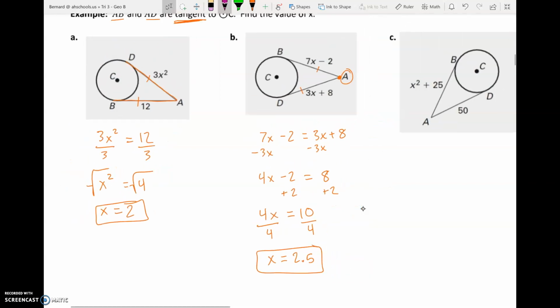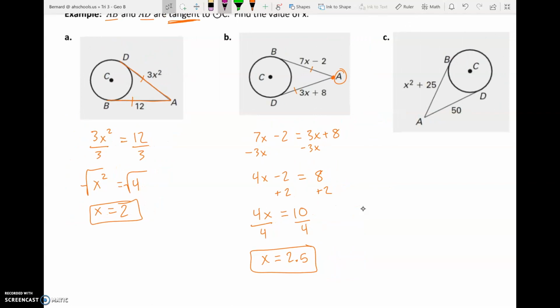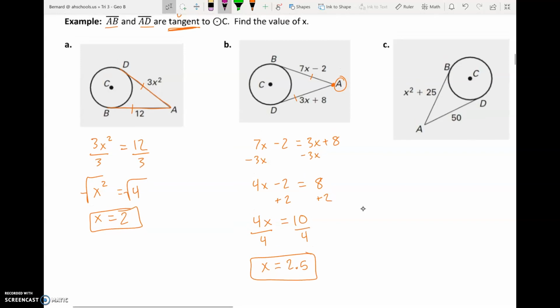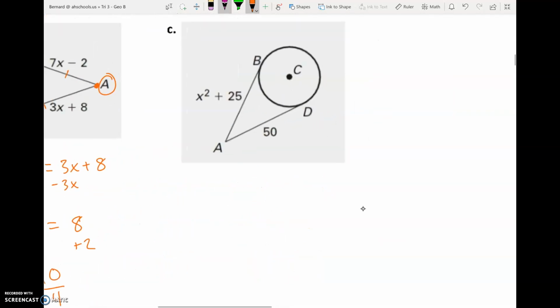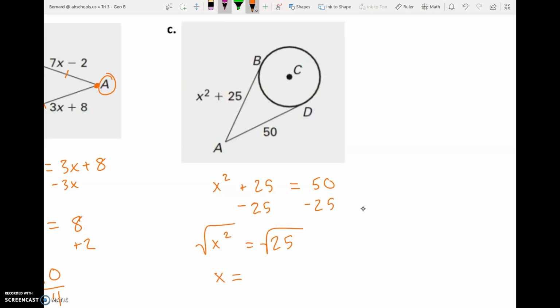Perfect. So one more example. Remember, if these two lines come from the same outside of the circle point, we call it an exterior point, and they are both tangent, just like the example says, then they just equal each other. So on this one, x squared plus 25 equals 50. Subtract 25 from both sides. We get x squared equals 25, and then we square root both sides, and x equals 5.